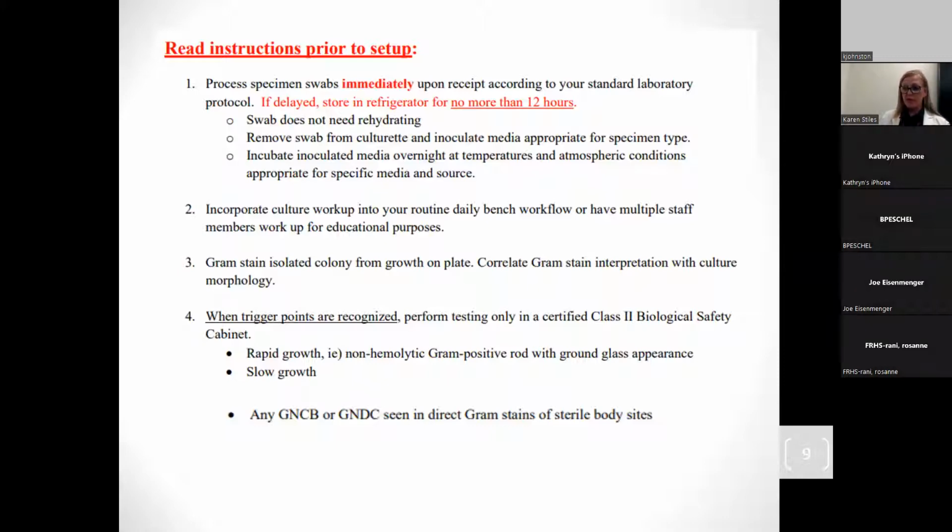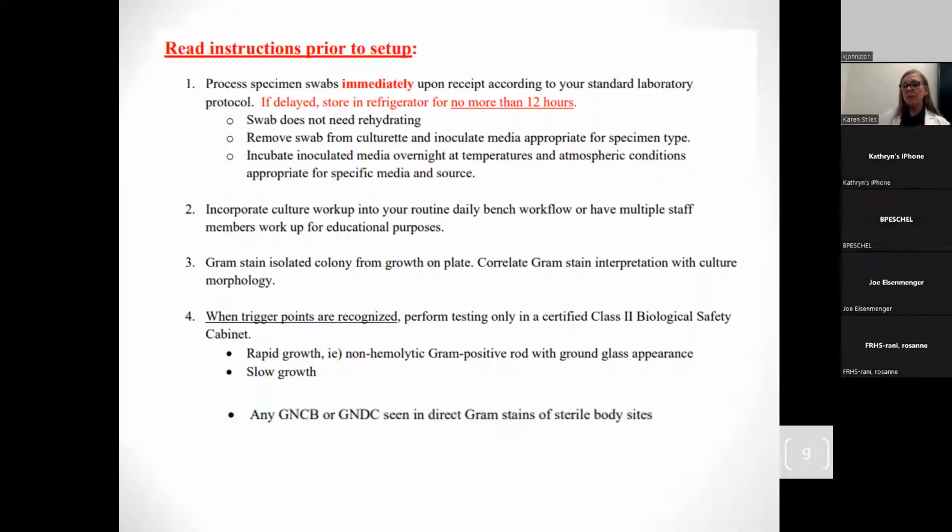But two things to look for: either it's very, very rapid growth. Let's say you sub it that morning and the doctor calls, you peek at it in mid-afternoon and it's really big. Organisms don't grow that fast. So you could have a potential gram-positive rod.